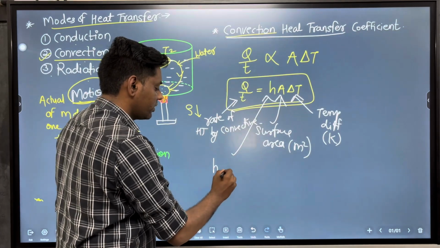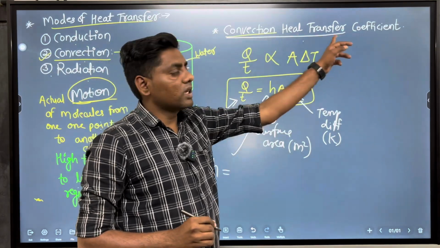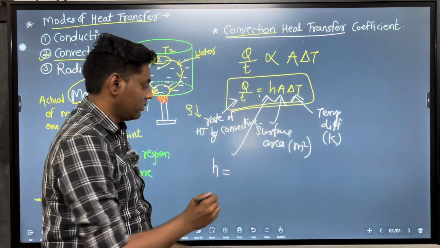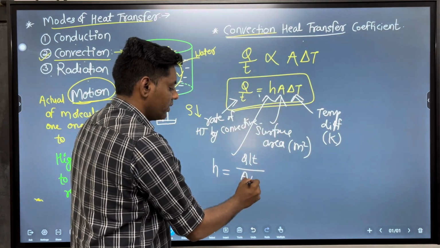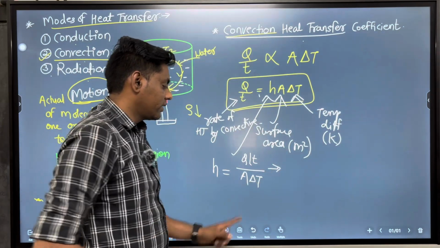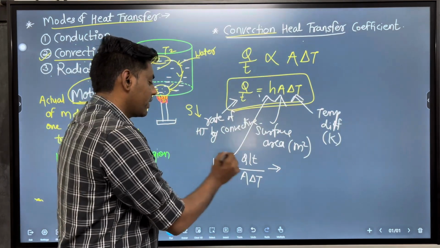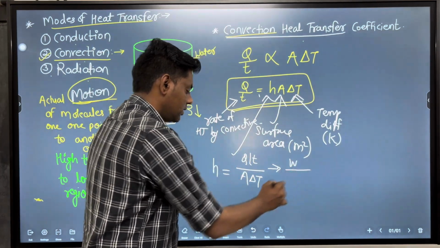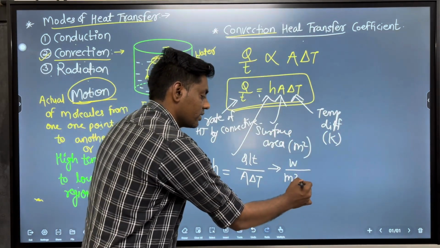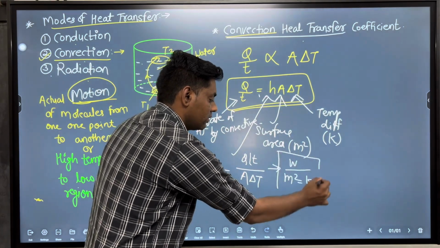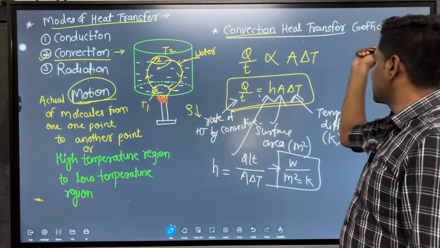Now here for h, we can calculate the SI unit as well as the dimension for the convective heat transfer coefficient. According to this formula, we can write h equals Q by t divided by A into delta T. We know that Q by t means rate of heat transfer, having SI unit watt, area SI unit meter squared, and SI unit of temperature is Kelvin. So watts per meter squared Kelvin, this is the SI unit of the convective heat transfer coefficient.